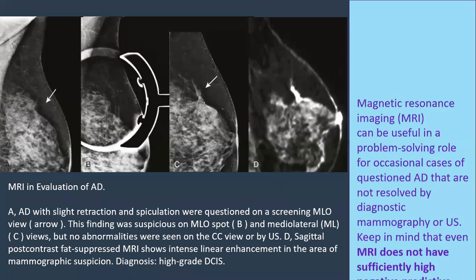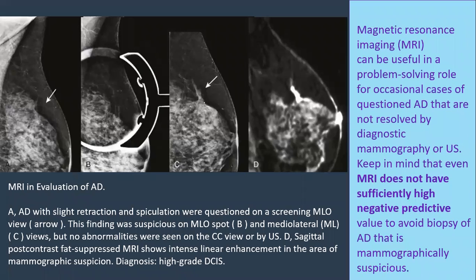Usually MRI is reserved only for challenging, problematic cases not resolved by diagnostic mammography or ultrasound. And we have to keep in mind that MRI does not have a sufficiently high negative predictive value. If it is normal, it doesn't mean the finding is benign, so we cannot ignore the suspicious finding.